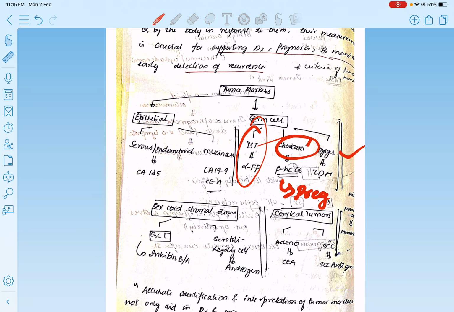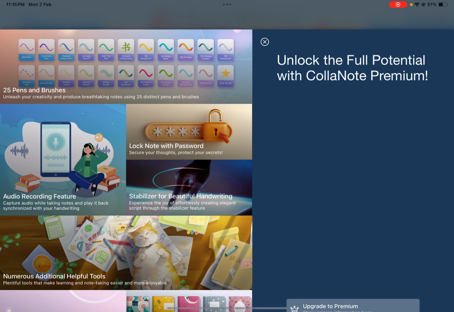Then again, what does Leydig cell produce? Androgen. But what does inhibin do? It gives a negative feedback, right? So GCT is producing estrogen. So the marker for that is inhibin. Okay, so this is an important 3 mark question also. So make sure you study this also.